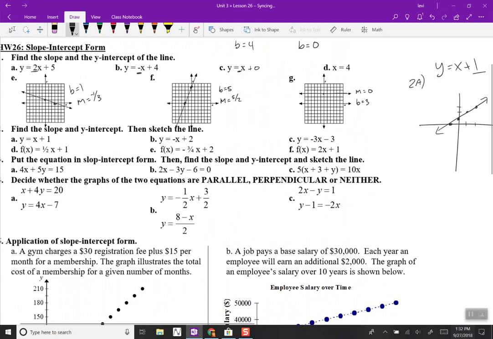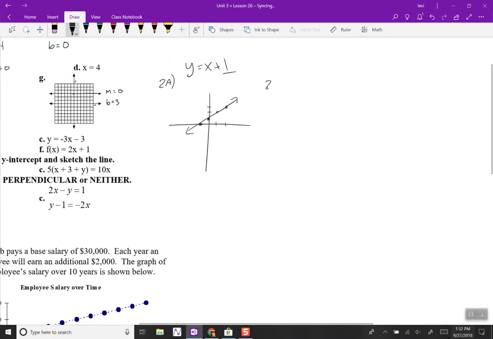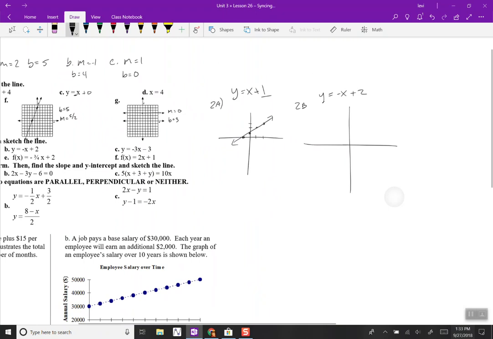2b, y equals -x plus 2. So our y-intercept is positive 2, so 1, 2, put our point. -x means down 1, right 1, so we're going to go down 1, right 1, down 1, right 1, down 1, right 1, and that's enough points. Draw our line.